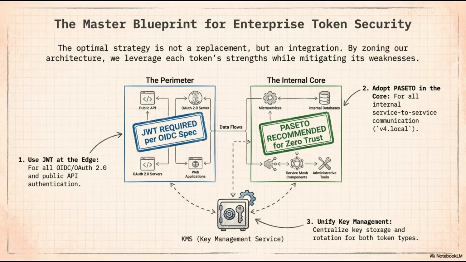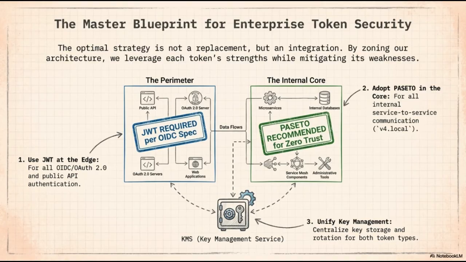Now, let's look at the master blueprint for enterprise token security. The goal here isn't to replace one standard with another, but to integrate them strategically. By zoning our architecture, we can leverage the strengths of different token types while mitigating their specific weaknesses. First, at the perimeter, we use JWT. Since JWT is the industry standard required for OIDC and OAuth 2.0 specifications, it is essential for interoperability with public APIs and external clients.